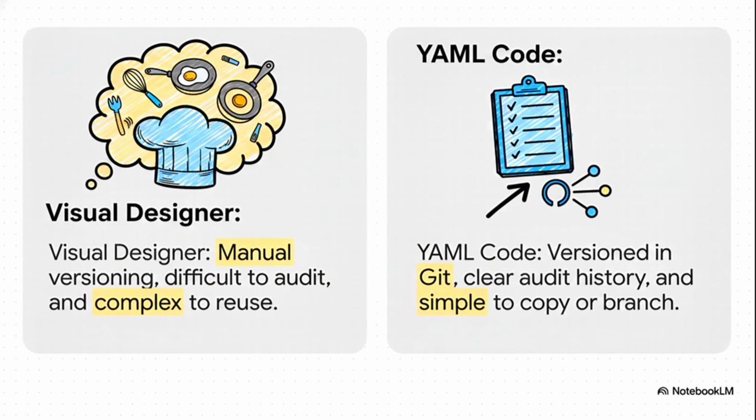The old way, the visual designer, it's kind of like a chef cooking from memory. It might work, and the result might be great, but how do you track what changed from the last time you made the dish? How do you reliably share that recipe? It's tricky, right? Now, the new way, using YAML code, well, that's like having the recipe written down step by step and stored safely in Git. It's versioned, so every single change is tracked. It's auditable, so you have a crystal clear history. And it's reusable. You can just copy it or branch it, just like any other piece of code.